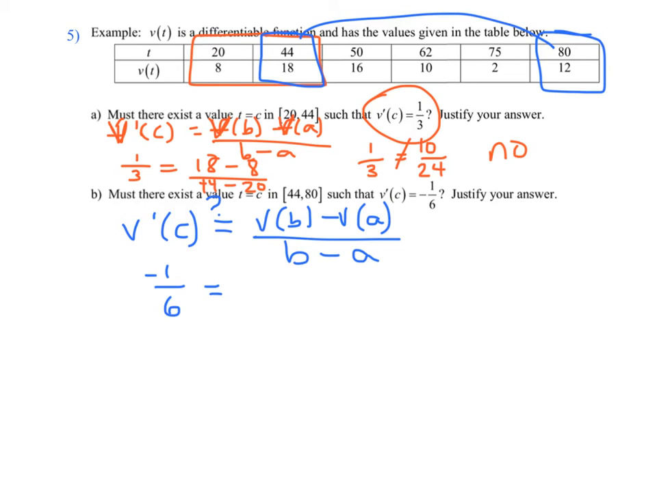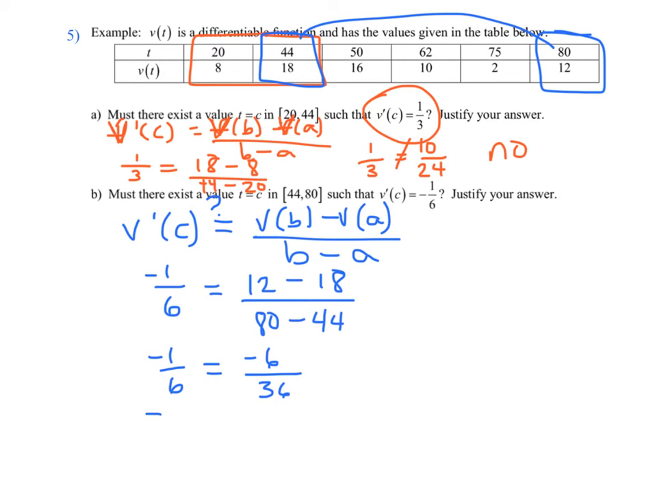So I would say v of 80 would be 12 minus v of 44 is 18 all over 80 minus 44. Okay, so that would be negative 1/6. Does that equal, this is negative 6 over 36, which clearly, yes. Those fractions are equal, and so therefore there must exist a value of t equals c in between there, where the instantaneous rate of change is equal to the average rate of change.